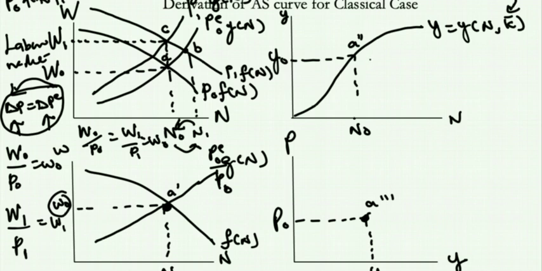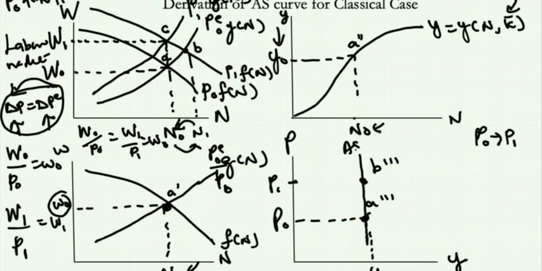What happens in the third graph here? Because employment goes back to N naught, there is no change in employment at all, so no change in output level. But remember, price has increased from P0 to P1. Price P1 is here, but output stays the same. Let's call it B triple prime. So what happens to aggregate supply? Then you can combine these two points, and you get a vertical aggregate supply. So this is the derivation of the aggregate supply curve for the classical case when you have perfect information.